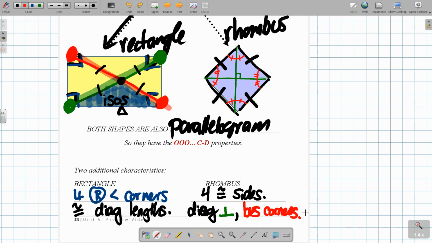Take a moment, pause the video, and verbally recap to yourself what are the two additional qualities of both a rectangle and a rhombus beyond the OCD qualities. Pause the video, verbally recap these.